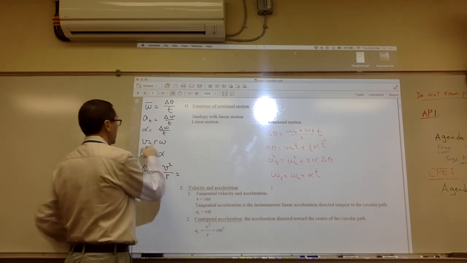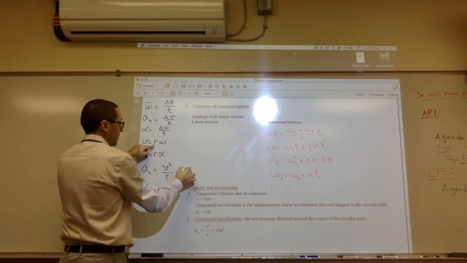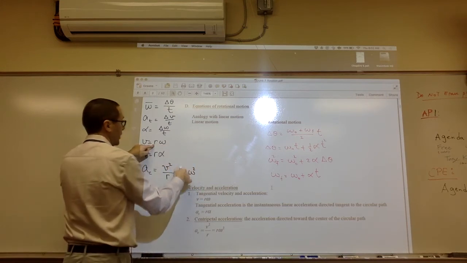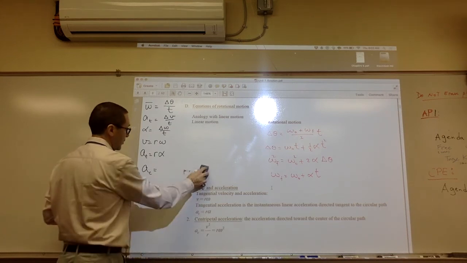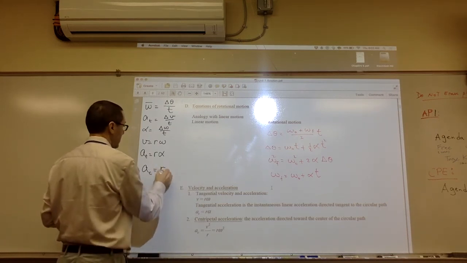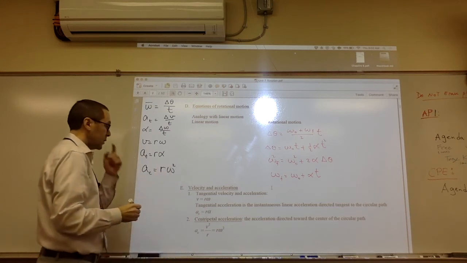Well, centripetal acceleration, if you remember from circular motion, long time ago, is v squared over r. Well, v is r omega, so this is going to be r squared omega squared divided by r, so that you're left with r omega squared. I hope you can see that. I'm not doing the algebra.